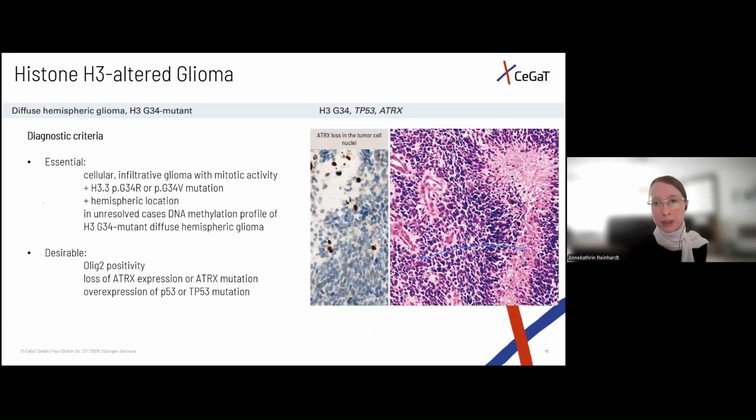The next subtype of histone H3 altered gliomas is the diffuse hemispheric glioma with G34 mutation. Also here, one essential criterion is the H3 G34 mutation, and there are two possibilities, G34R mutation or a G34V mutation. And these tumors also almost all have an ATRX mutation in addition, and they can also have TP53 mutations.